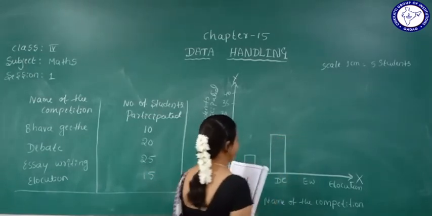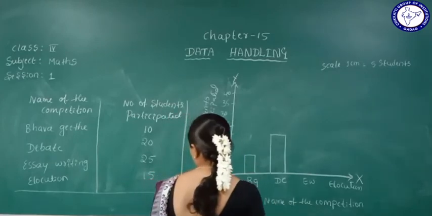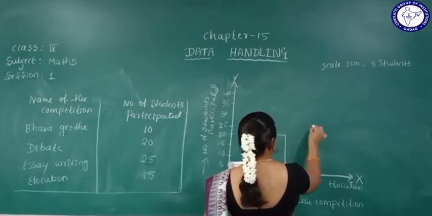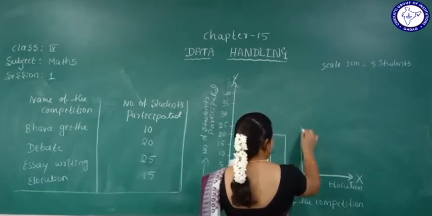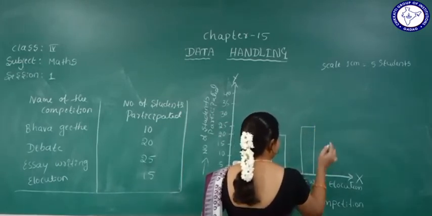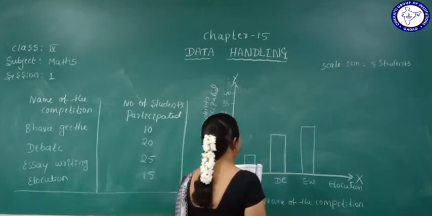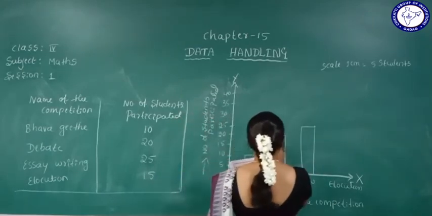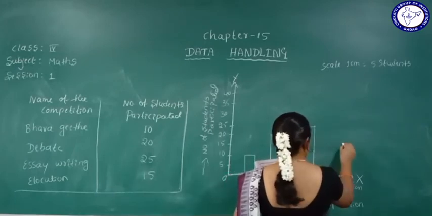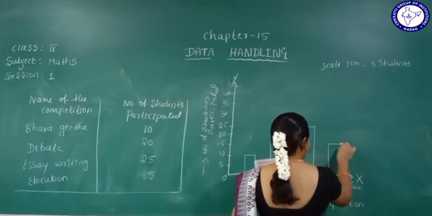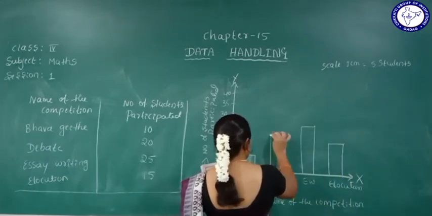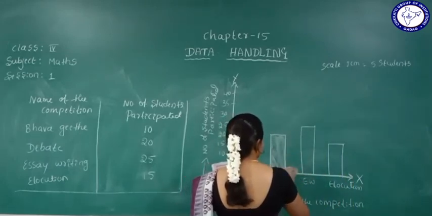In essay writing, how many students participated? 25 students, so we'll draw 25. And next, elocution. How many students participated? Those are 15 students. So here we have drawn the bar graph.